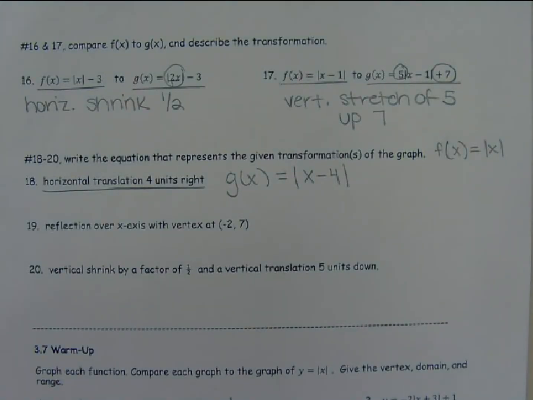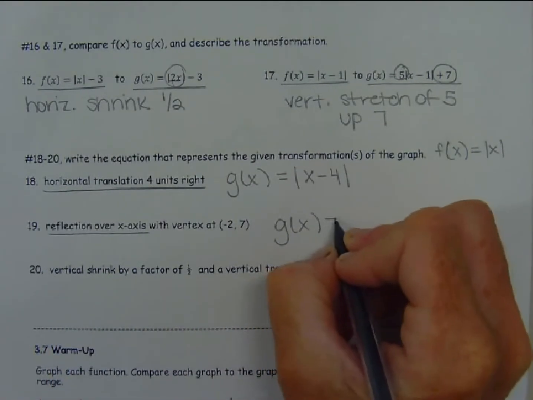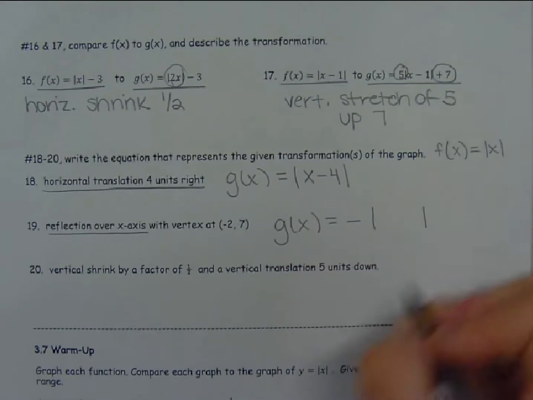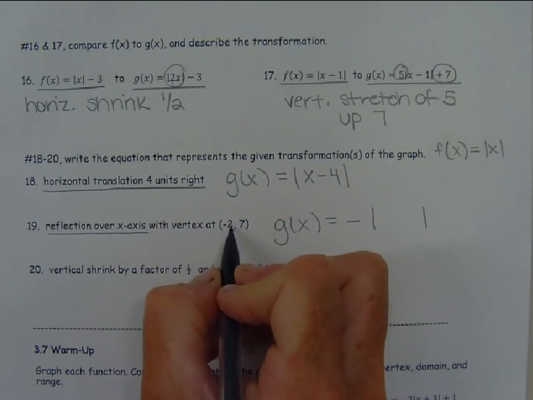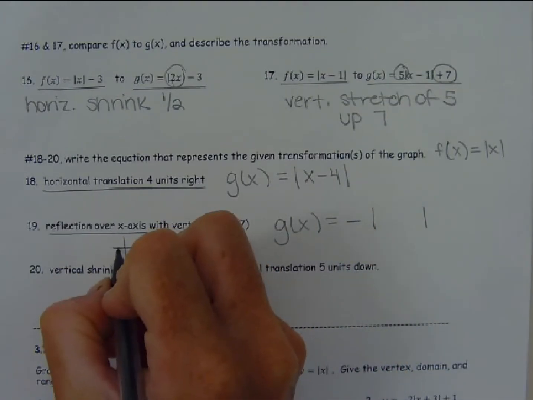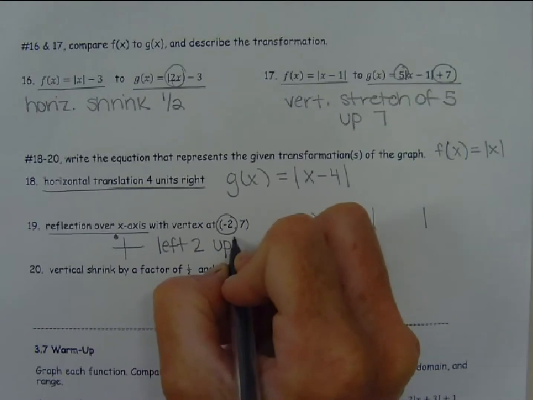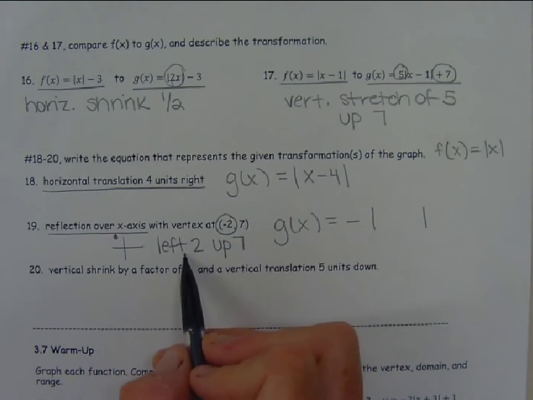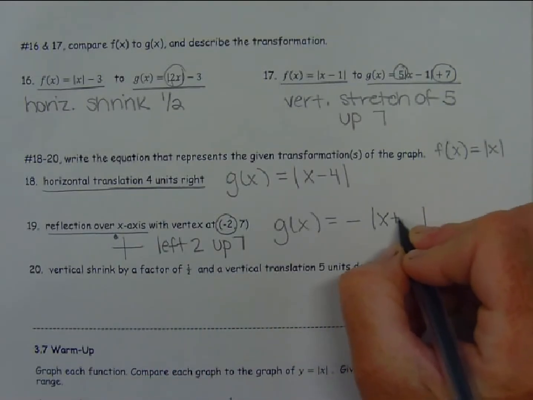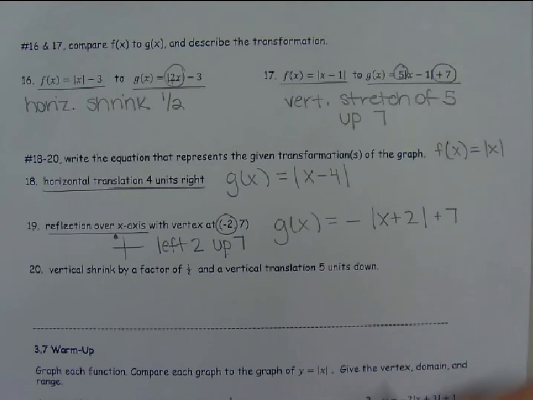Okay, next one. Reflection over the x-axis. So right away, we know that a reflection over the x-axis means there's a negative out front. A vertex at -2, 7, which means, if you think about where -2, 7 is, it is moved left 2, up 7. Because left is inside and it's always opposite, then inside goes x plus 2. Up 7 is always outside and it is what you think it should be, so that will be a +7.